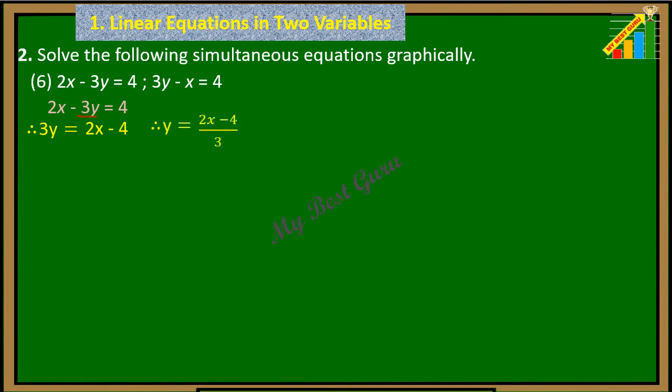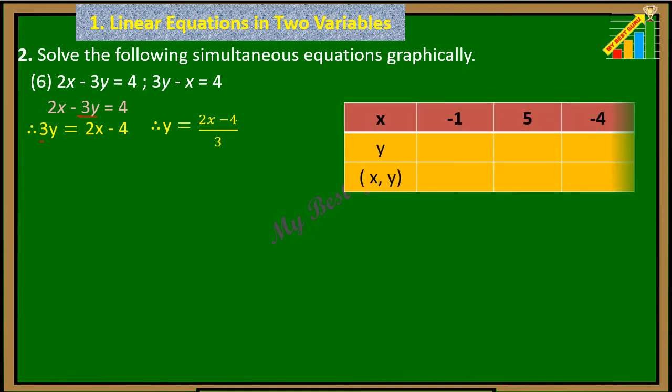So y is equal to 2x minus 4. This 3 is in multiplication with y, so going to that side, it will be in division. Now we will just put the values of x as minus 1, 5 and minus 4. So y is equal to 2x minus 4 divided by 3. Just put the value of x as minus 1 in this. So y is equal to 2 multiplied by minus 1 minus 4 divided by 3.